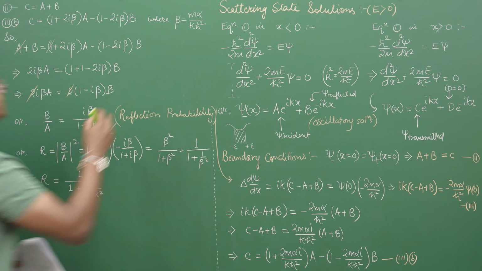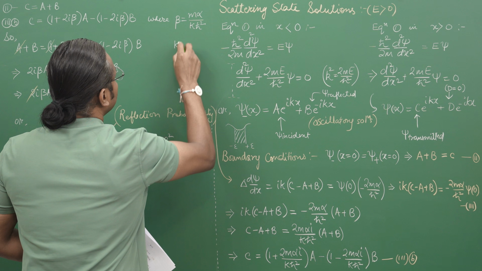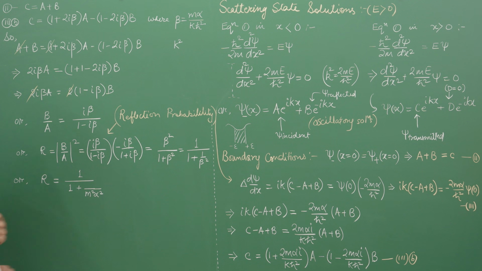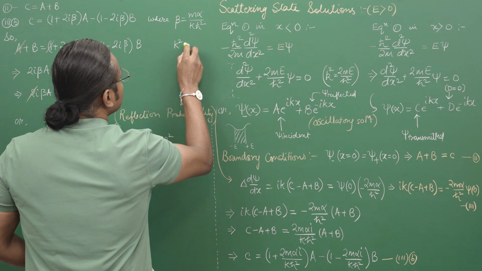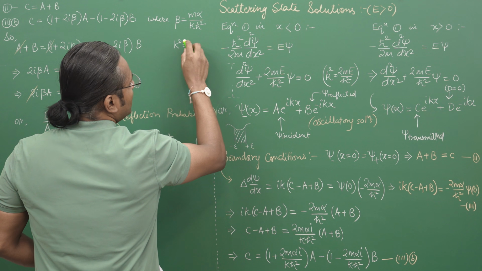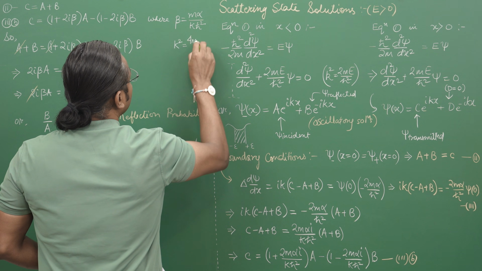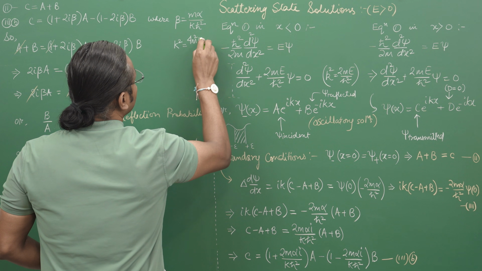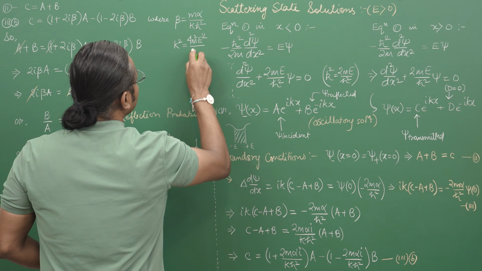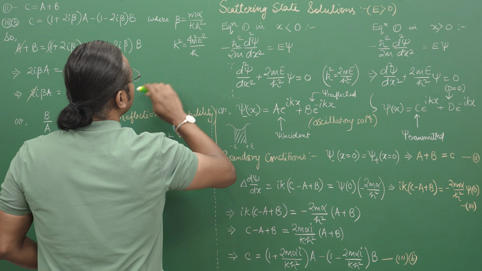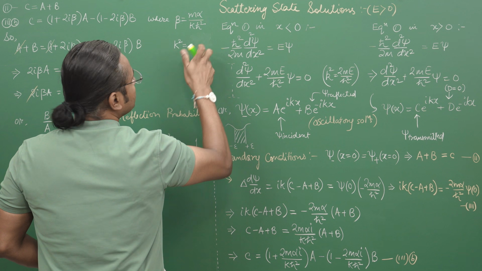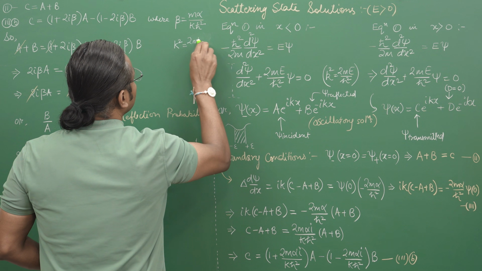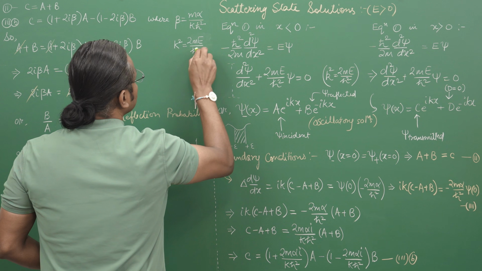Now we know what k square is, right? If you remember, I introduced k when I was talking about the Schrodinger equation here. So 2me upon h cross square. So k square is equal to, sorry, k square is just equal to 2me upon h cross square.